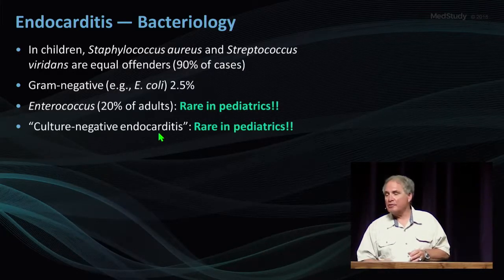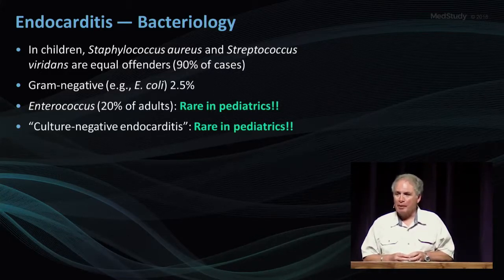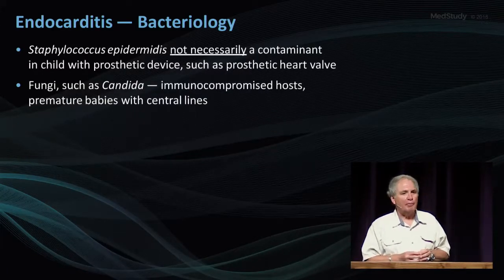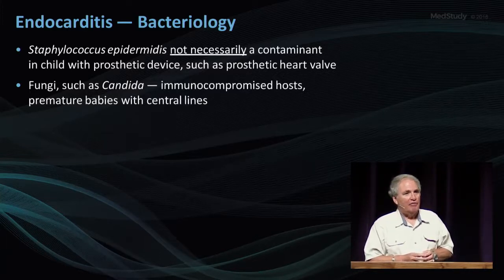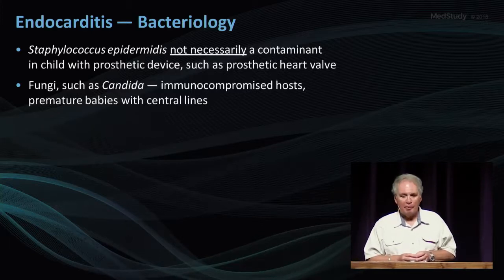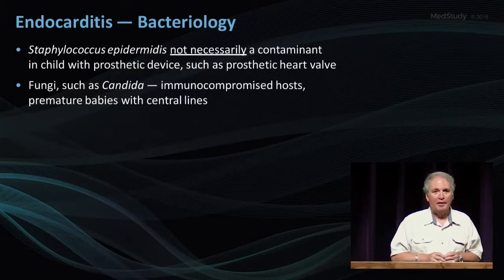And we don't like the diagnosis of culture-negative endocarditis. The adults like it a little more. We expect a positive blood culture in endocarditis. Keep in mind that if you do a blood culture on a patient and it comes back with staph epi, that is not necessarily a contaminant, particularly in a child with a prosthetic heart valve. Fungi such as Candida can be an offender with endocarditis, and can be seen in immunocompromised hosts. And I've seen a number of premature babies with central lines who have had probable Candida endocarditis.